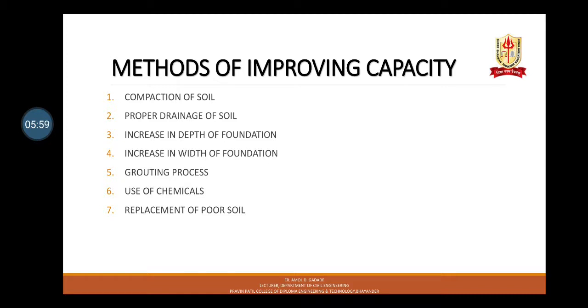Sixth one is use of chemicals. Chemicals like sodium silicate and calcium chloride are used to solidify the soil by injecting the solution. It forms a gel-like structure and develops a compact mass. However, this method is costly and rarely used. Seventh one is replacement of poor soil. The soil material having low bearing capacity is removed from the site and replaced by a better material like a sand gravel mixture, and compaction is done by spreading such materials in layers.